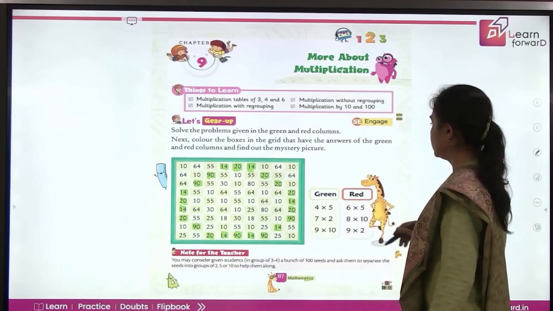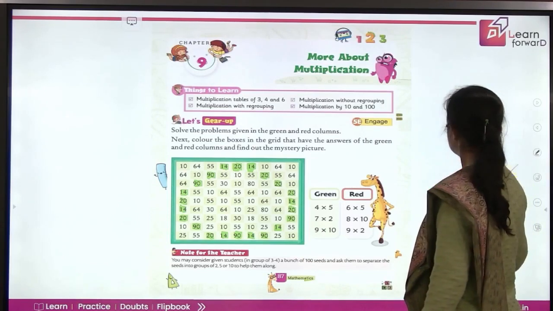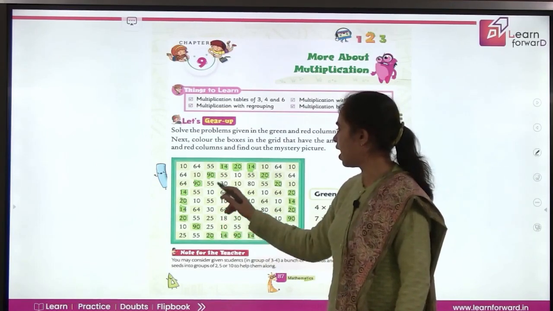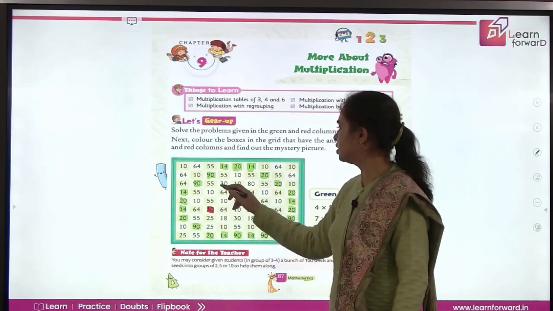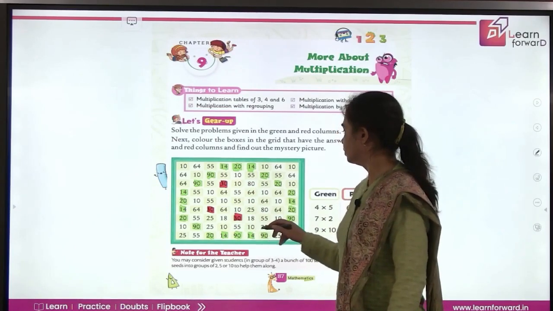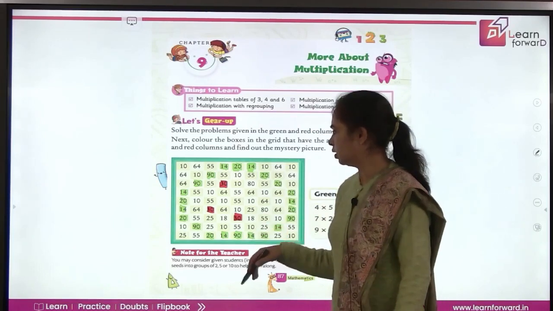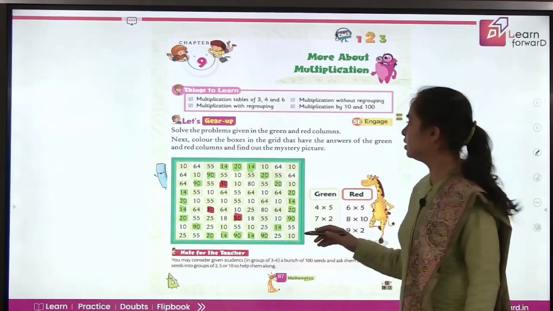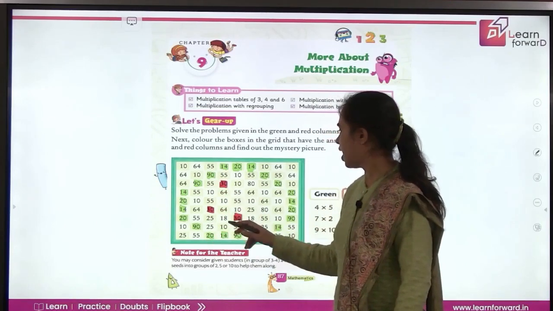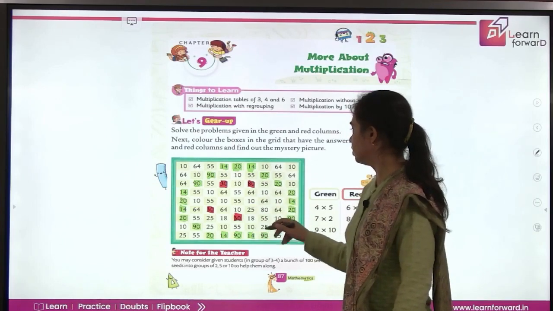Okay, what next? You have to color the other ones in red. So 6 5s are 30. Where do you have 30? It's right here. That's it. Okay, the next is 8 times 10 is 80. Let us find out for 80. Do we have it here? 80 is right here.